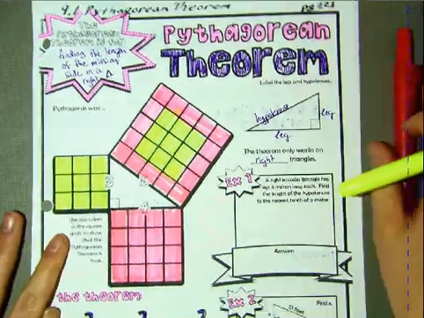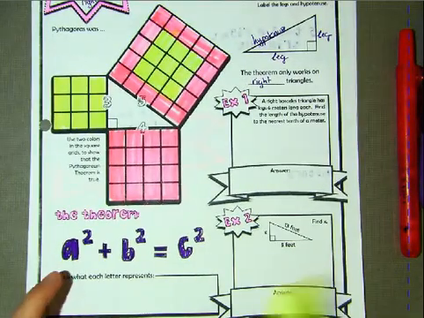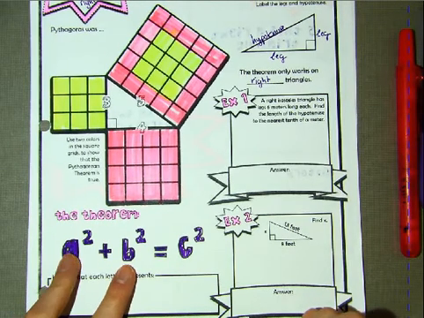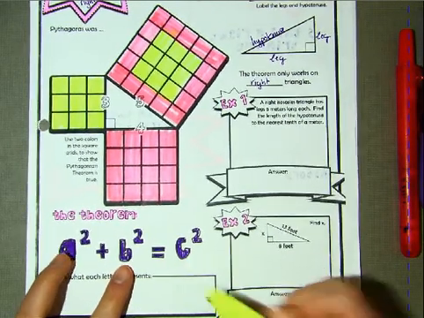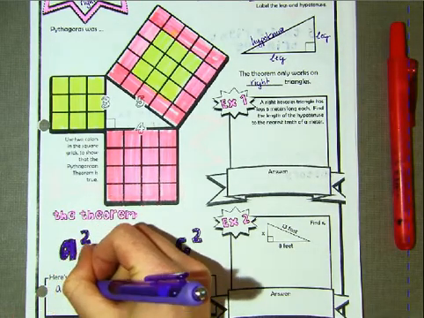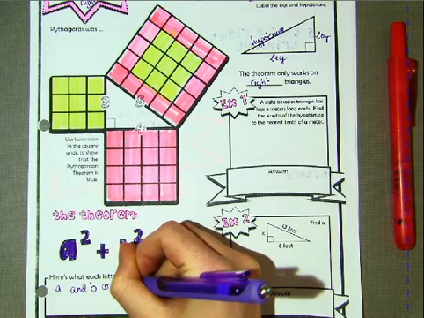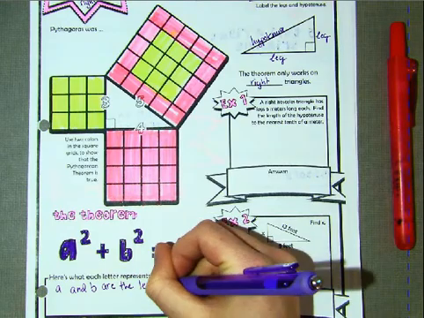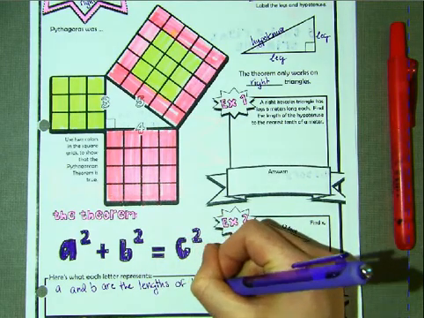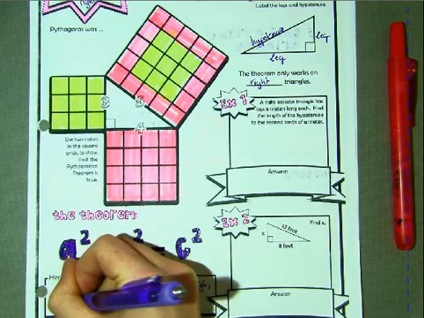So when we write that out, that can be written as a squared plus b squared equals c squared, where a and b are the legs, and c is the hypotenuse. So a and b are the lengths of the legs, and c is the length of the hypotenuse.